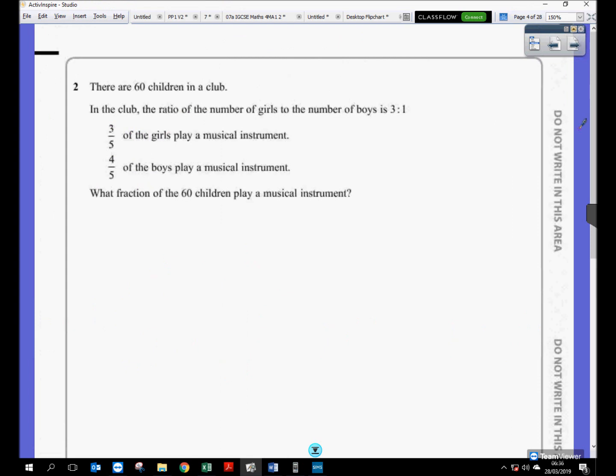Okay, next question. Okay, so in the club, the ratio of girls to boys is 3 to 1. So 3/5 of the girls play a musical instrument, 4/5 of the boys play a musical instrument. So I'm just going to deal with this part first.